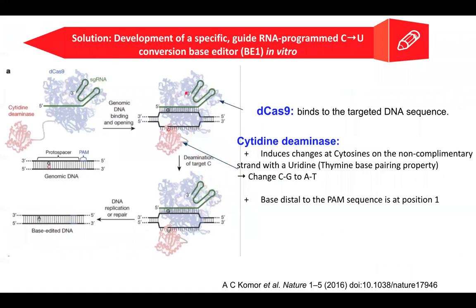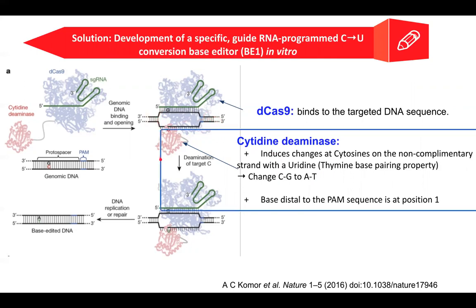So the mechanism of action is that the Cas9 protein can bind to the targeted double-stranded DNA of interest. Then the strand non-complementary to the guide RNA is where the cytidine deaminase binds, and the enzyme would then deaminate the cytosine into a uridine. Because uridine has the thymine base pairing property, after a few replication cycles, you would permanently change a CG base pair into an AT. And remember that from now on, I will refer to the base distal to the PAM sequence. So this is a PAM sequence, and this is the base distal to the PAM sequence as position 1.